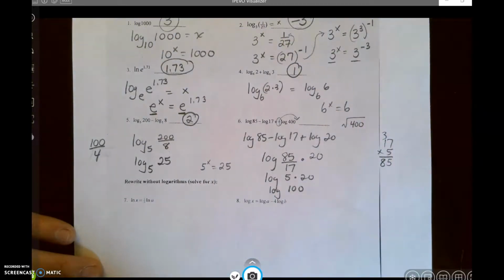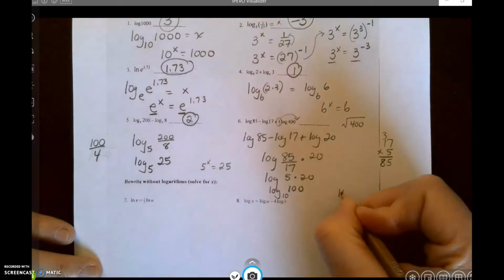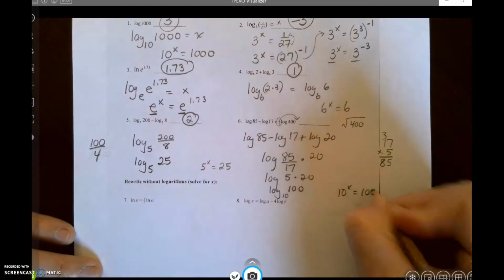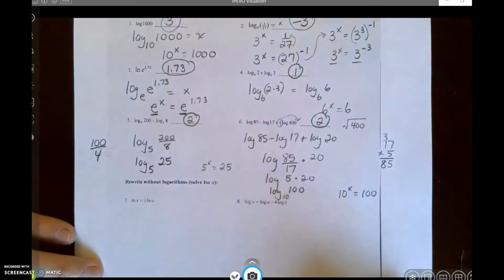Well, I know what the log of 100 is, because this base here is actually a 10. 10 to what power is 100? 10 to the second power.